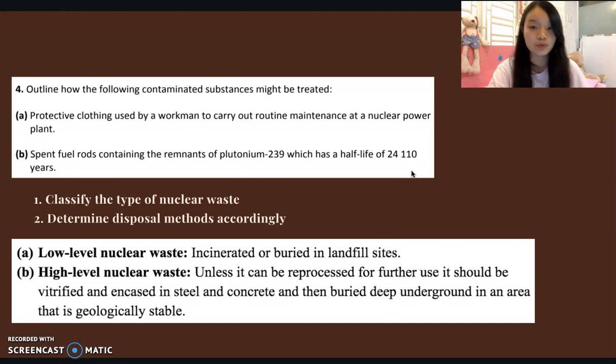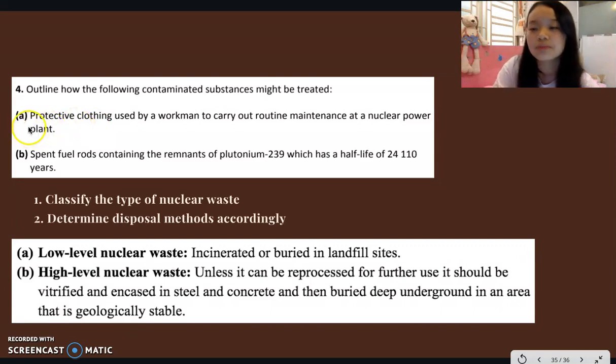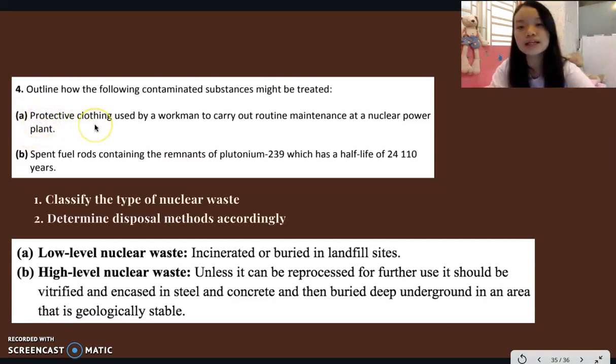The steps I'll take in solving this question are, first of all, to classify the type of nuclear waste, because as we may remember, the classification of nuclear waste is important in determining the disposal type as well as the safety measures for each type of nuclear waste. In part A, protective clothing that has been contaminated with radioactive materials is classified as low-level nuclear waste, and therefore it will be disposed of by incineration, or it can also be buried in landfill sites.